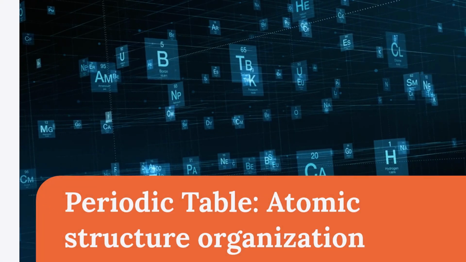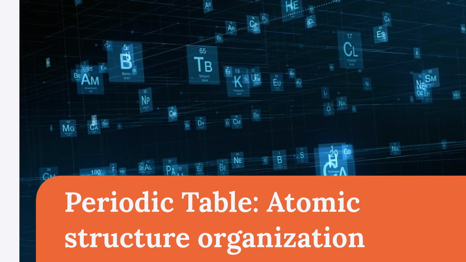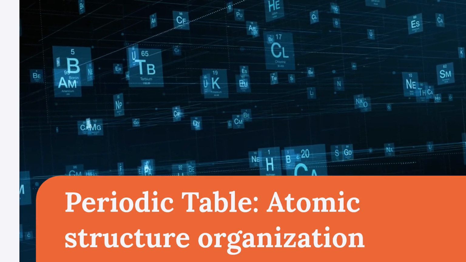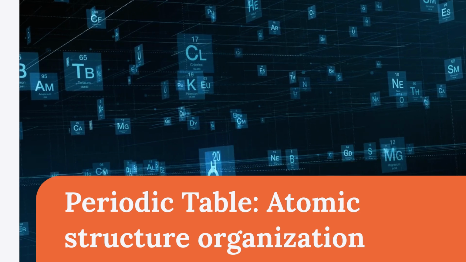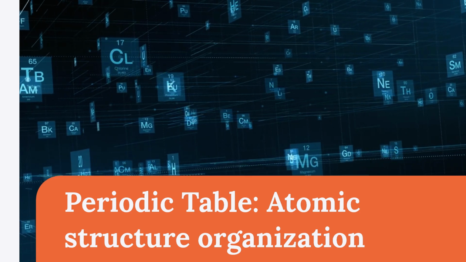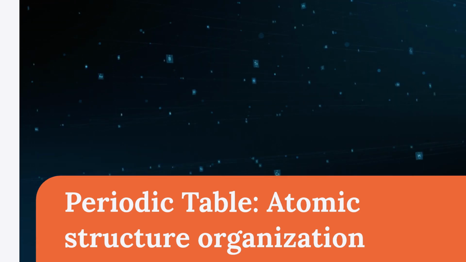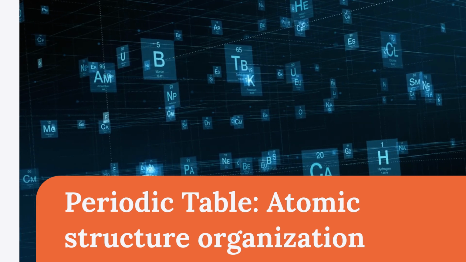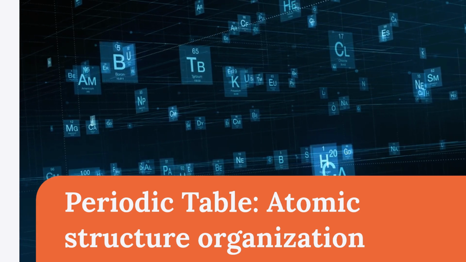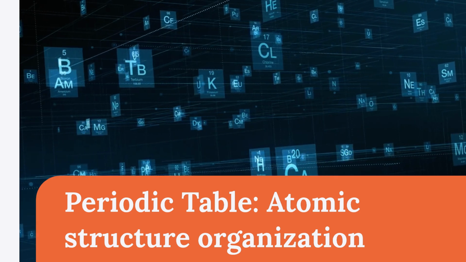The periodic table is organized by atomic structure. Elements in the same period have the same number of electron shells. Groups share the same number of outer electrons, leading to similar properties. For instance, Group 1 elements are highly reactive. Group 18 elements are unreactive.